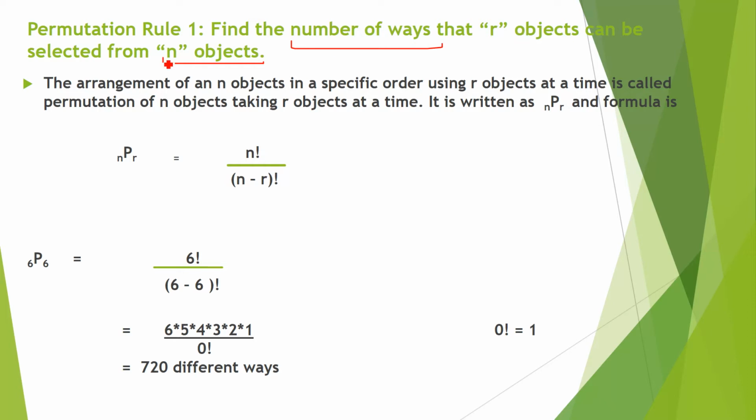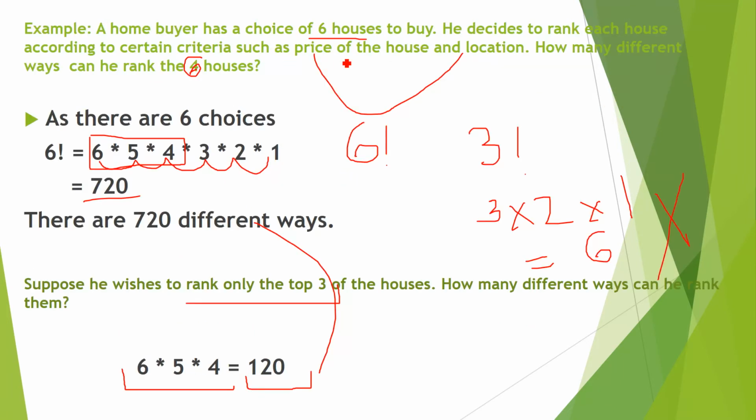that R objects can be selected from N objects, and this is the formula. It says nPr. N is the total number of objects, whatever you want, 3 or 2 or 5. So the formula is n factorial divided by (n minus r) factorial, total number minus the required number, and then factorial. So we will see the same example with the help of the formula.